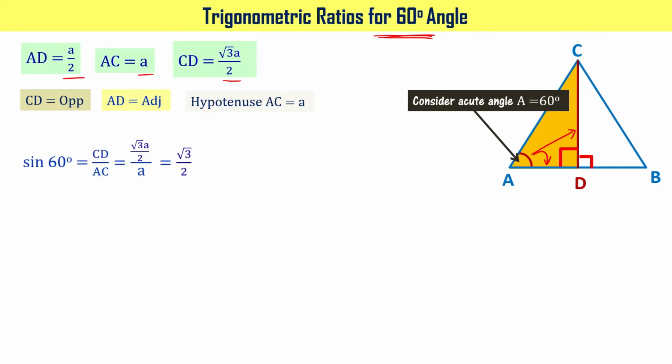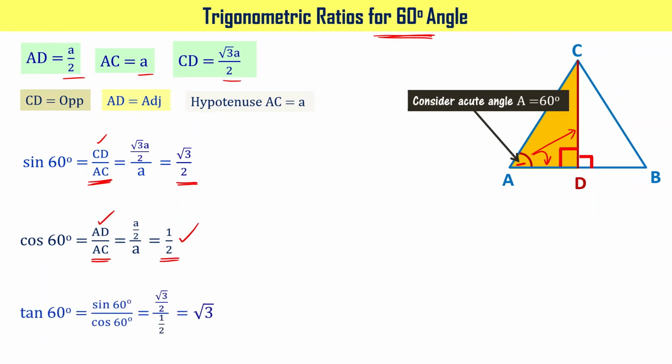Sin 60 degrees angle can be written as CD by AC. CD is opposite side and AC is hypotenuse, right? That is going to be root 3 by 2. Sin 60 degrees is root 3 by 2. What is cos 60 degrees? Cos 60 degrees can be written as AD by AC. AD is adjacent side and AC is hypotenuse, right? When you say AD is adjacent to acute angle A equal to 60 degrees, right? So that is equal to 1 by 2. Cos 60 degrees is 1 by 2. Tan 60 degrees can be written as sin 60 degrees divided by cos 60 degrees. That is going to be equal to root 3.